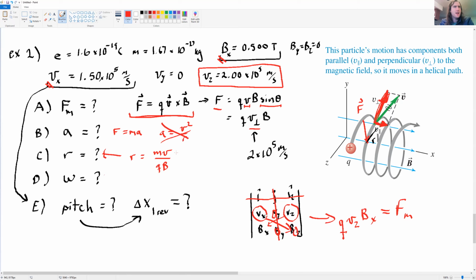Yeah, tangent, sorry, not perpendicular, but tangent to the circle. But that component will change as you go around the circle, right? It's going to change directions if you look in the camera here. So you're going around in a circle, so it changes, right?